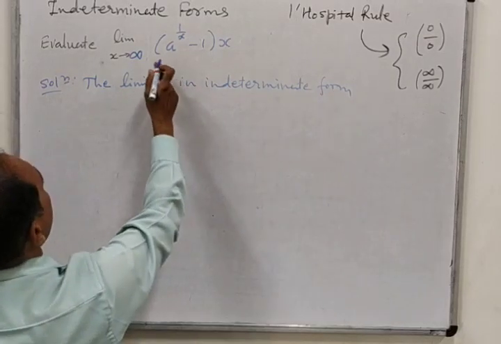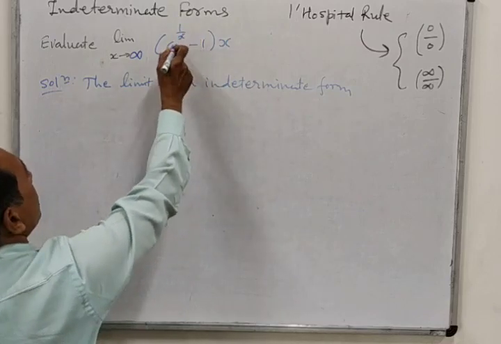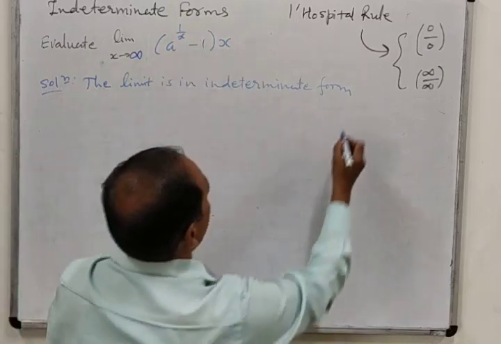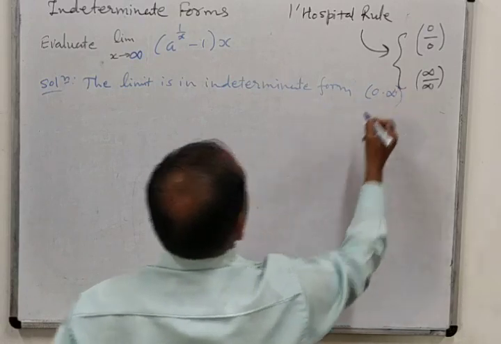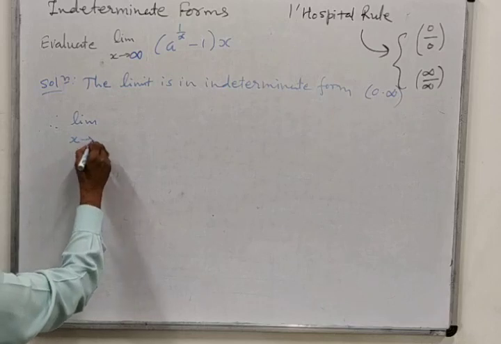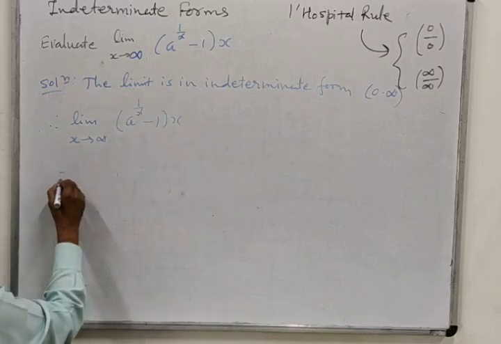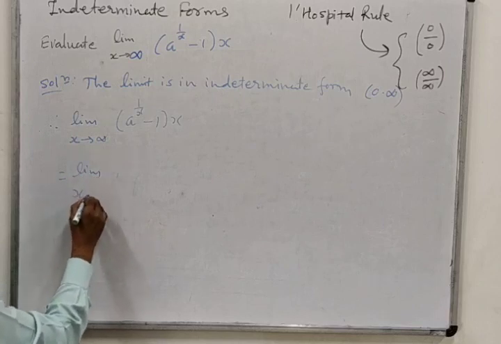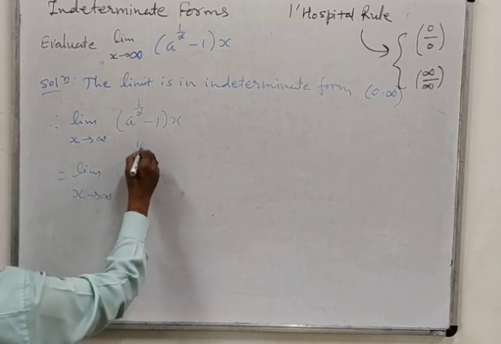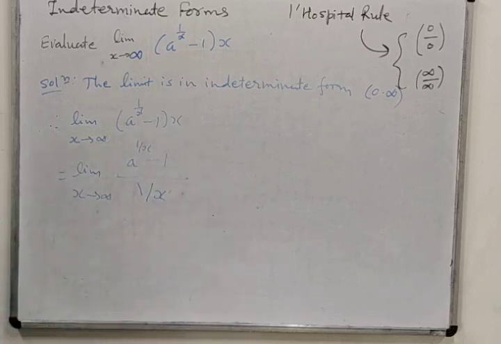What is this? X tends to infinity. This x is infinity, 1 upon infinity is 0, so a raised to 0 is 1, so 1 minus 1 is 0. So 0 into infinity. Therefore we will convert this into the form f(x) upon g(x), which can be converted into an easy form. We will keep this in the numerator and this x in the denominator as 1 upon x.